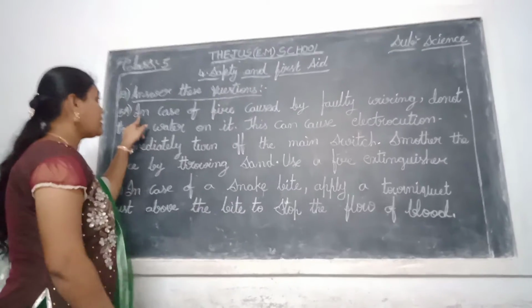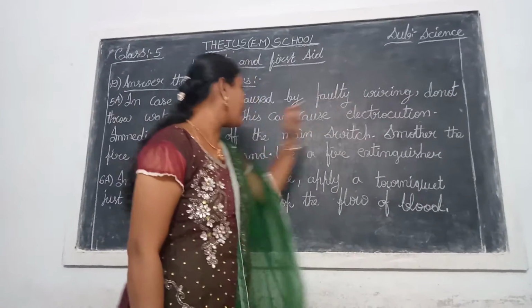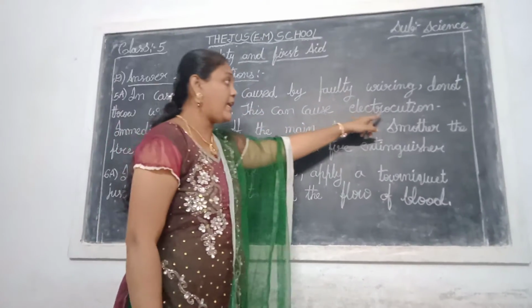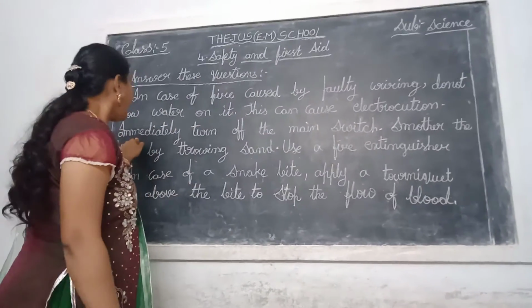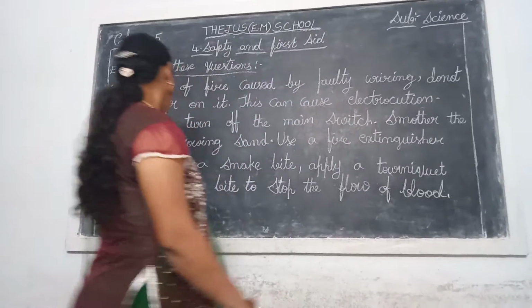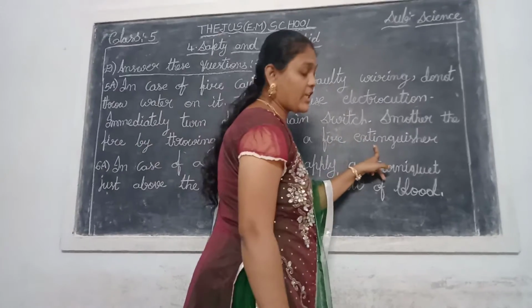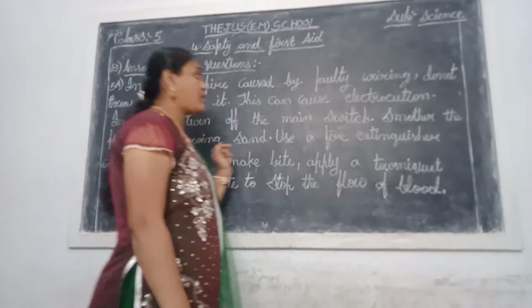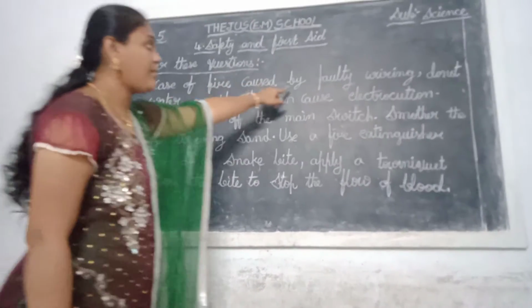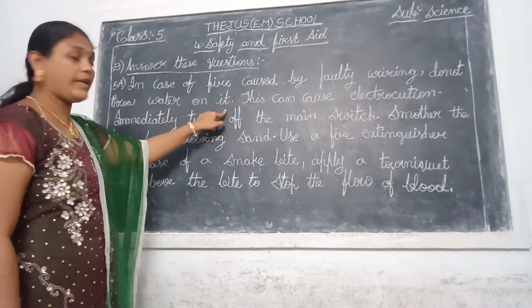Okay? See the answer. In case of fire caused by faulty wiring, do not throw water on it. This can cause electrocution. Immediately turn off the main switch. Smother the fire by throwing sand. Use a fire extinguisher. Okay children? In case of fire caused by faulty wiring, do not throw water on it.